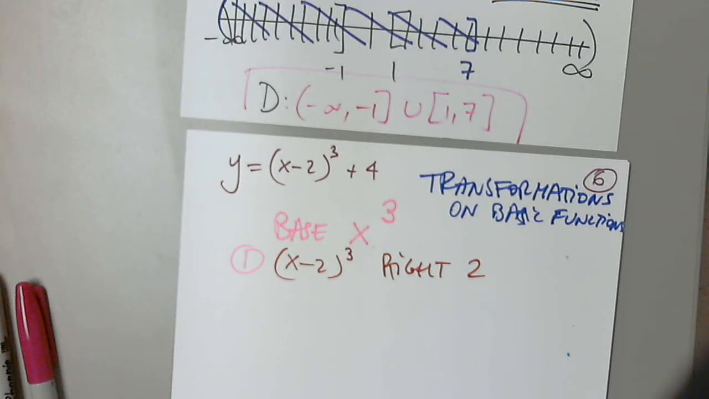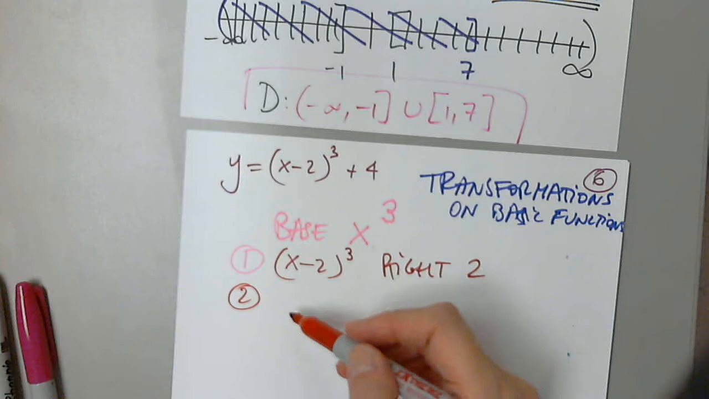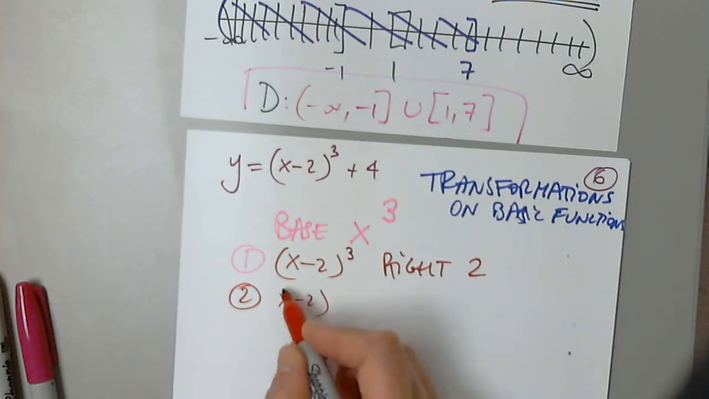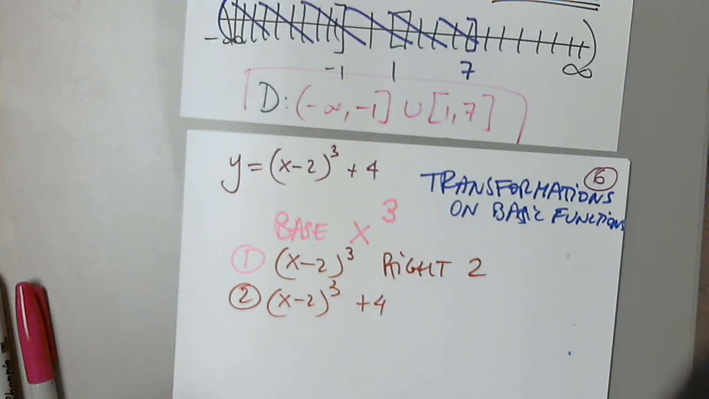At x equals 2, the function is 0. It could not go the other way, because it would be -2 minus 2, which is not going to be 0. Is that clear? Good. So right 2. And then transformation number 2 is on function number 1, and that is x minus 2 to the third plus 4.